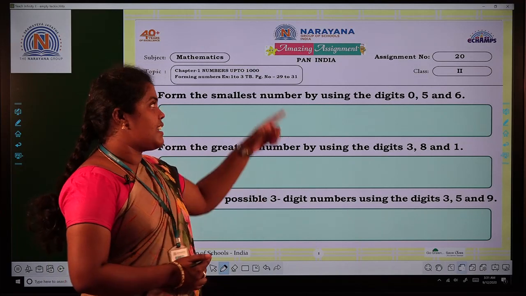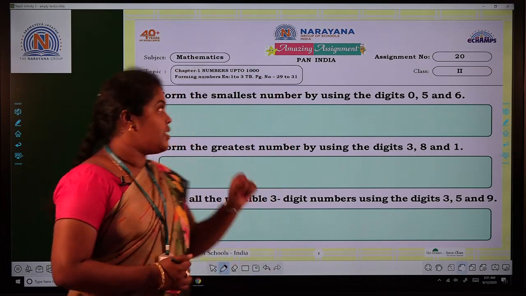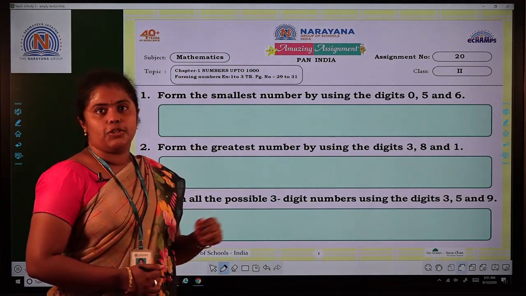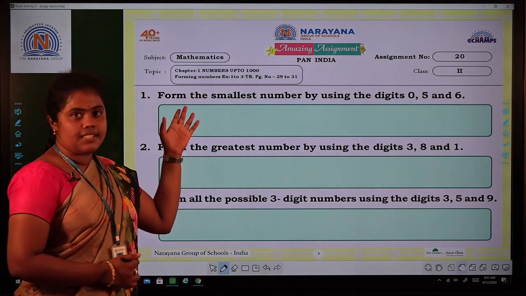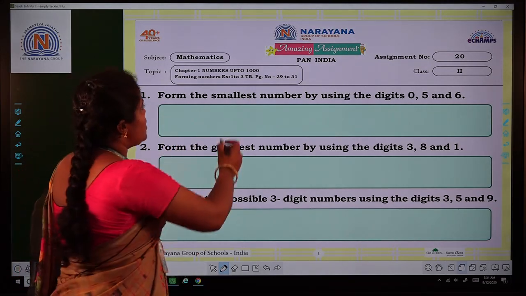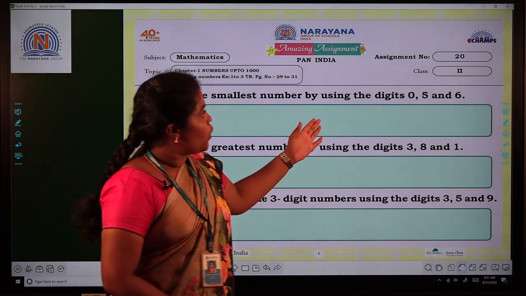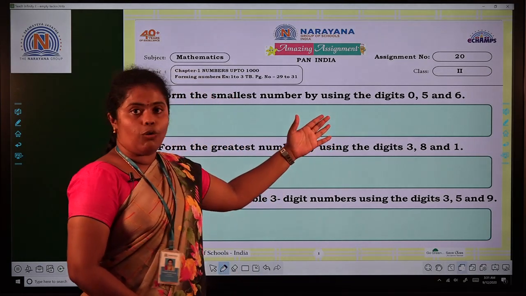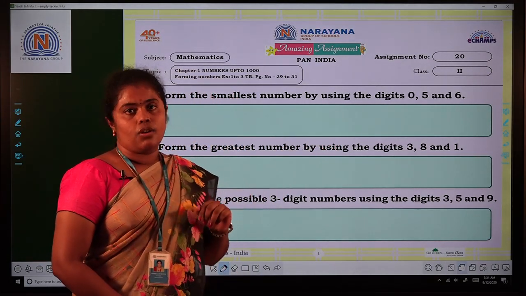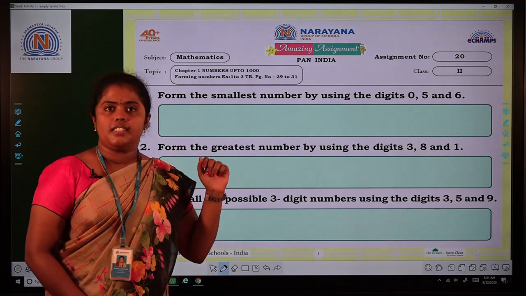Today we will do amazing assignment 20. Okay, it is in our textbook, page number 29 to 31. So we have to see the first question. Form the smallest number by using the digits 0, 5 and 6. So we have to form the smallest number.